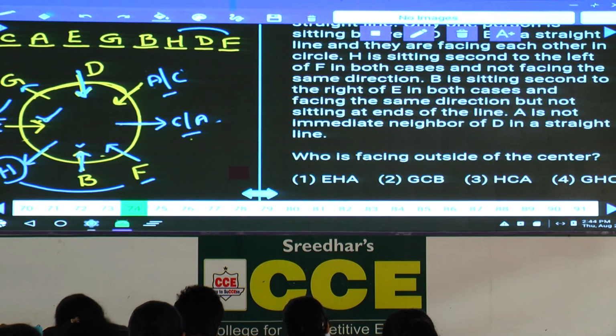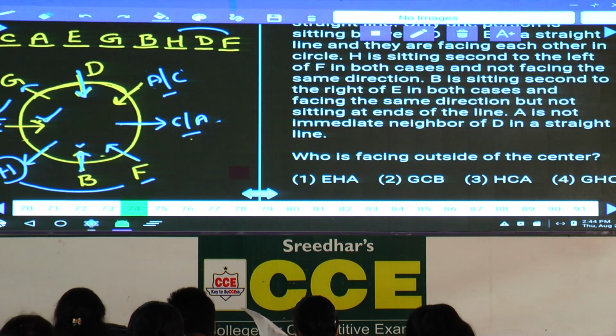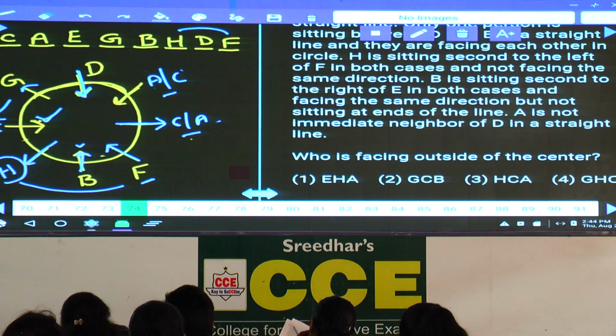Now question number 74. Who is facing away from the center? Tell me who are the persons who are facing away from the center here. E and H are facing away from the center, that is false.